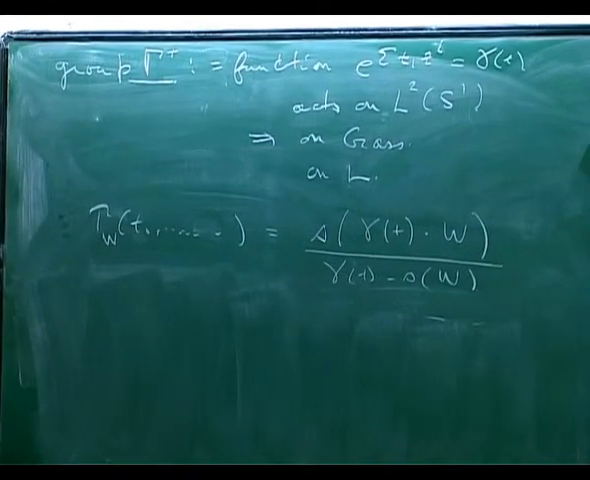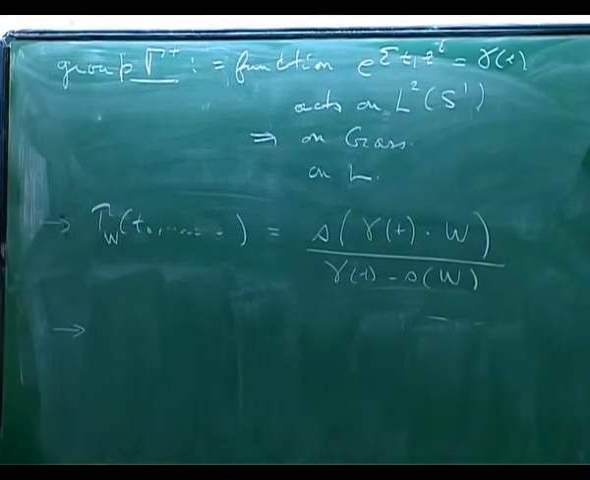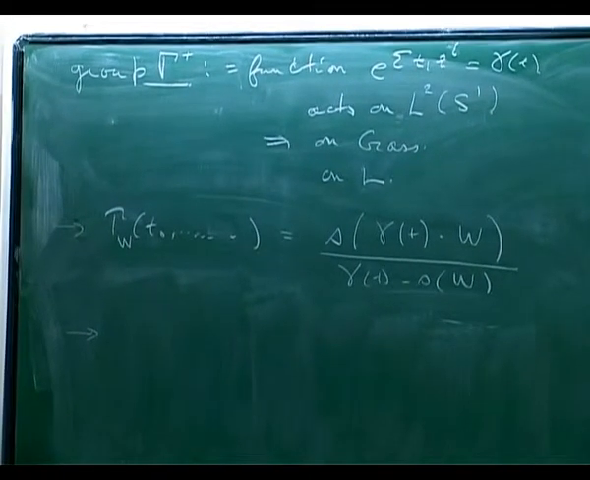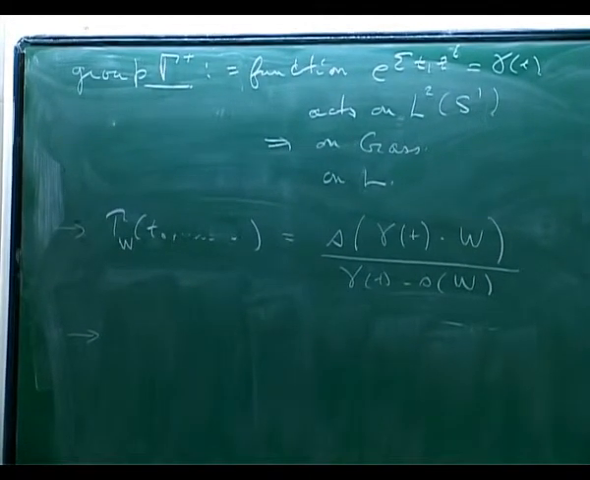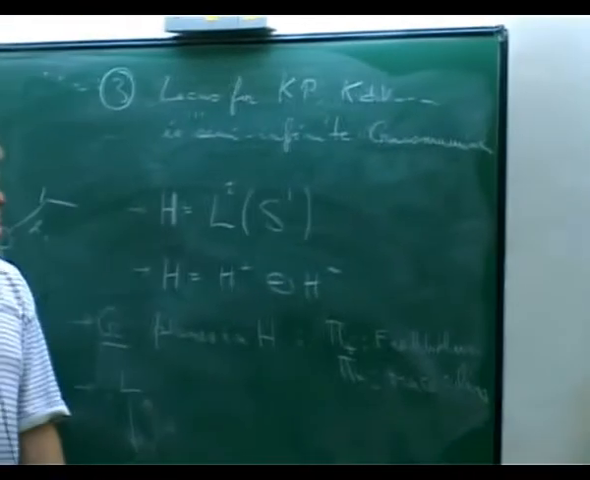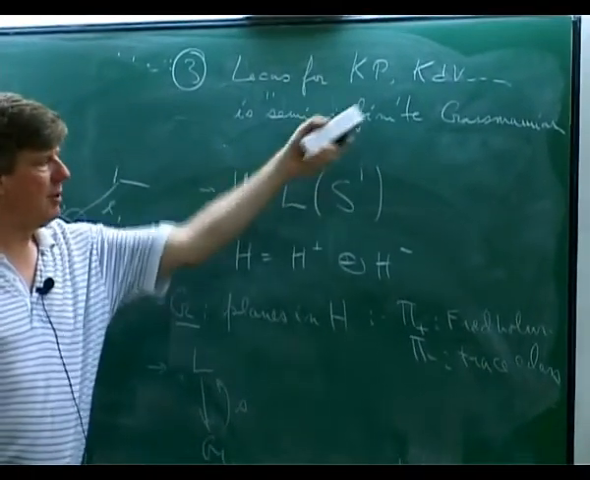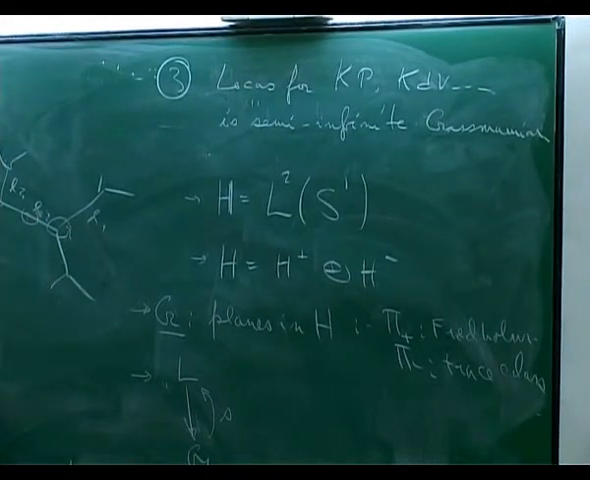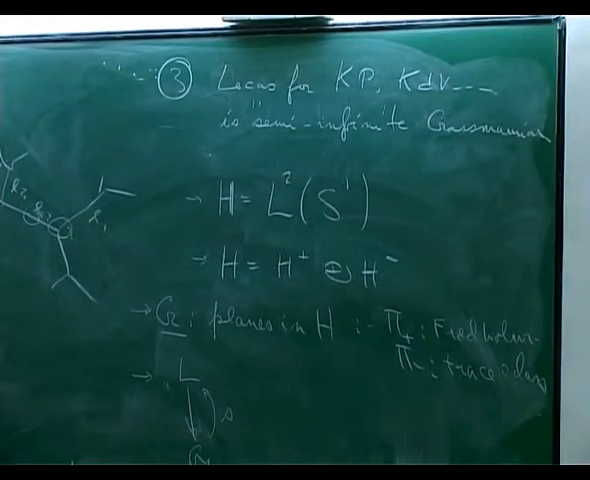Now, there are various intriguing things. First of all, this gives you the universal solution to this bigger hierarchy. KdV is a special case of this. KdV is a periodic case. In fact, there's a smaller Grassmannian you can use, which is modeled on the loop space of SL2 or GL2.